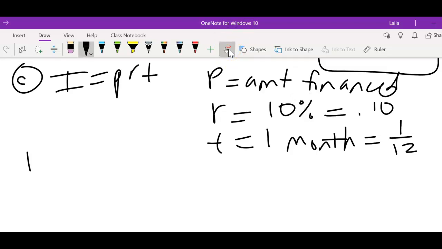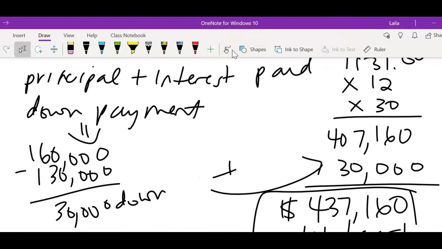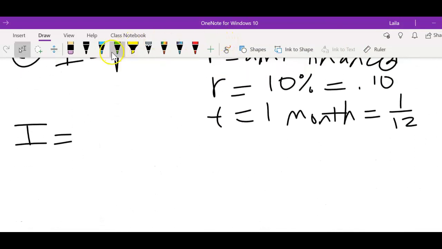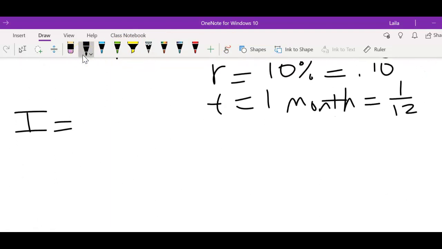All right, so we're going to find our interest. We're going to say our principal was the amount financed, which was the amount after they paid their money down, right? It's the amount after they paid their money down. So it's the actual loan amount that they obtained from the lender, okay? So I think it was 130,000, but let's just double check. Yeah, 130,000. So our interest is going to equal 130,000.